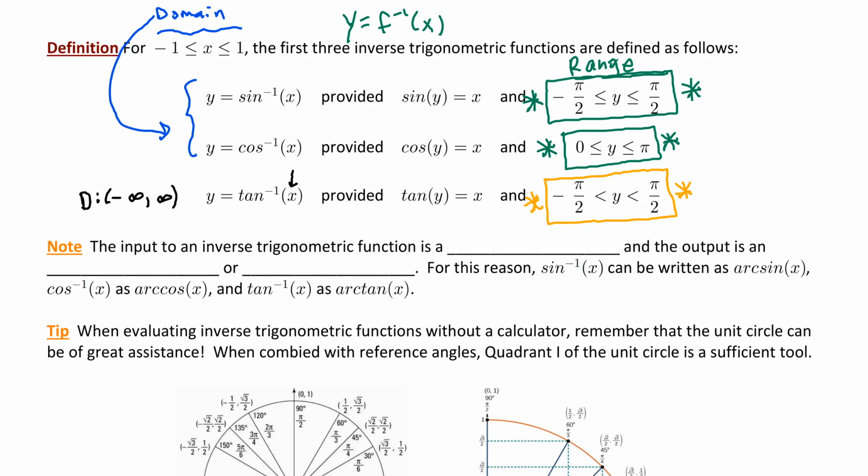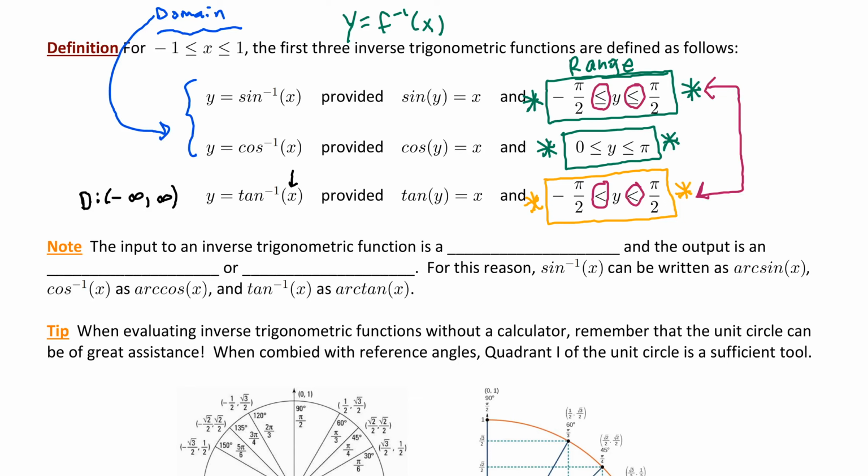Do observe one difference here. Remember, it's always a good idea to compare and contrast as you study, but the range of inverse sine and the range of inverse tangent are really close except for one subtle difference. Inverse sine has inclusive inequalities, so negative pi over 2 and pi over 2 are part of the range, whereas inverse tangent has strict inequalities, so negative pi over 2 and pi over 2 are not specifically part of the range.